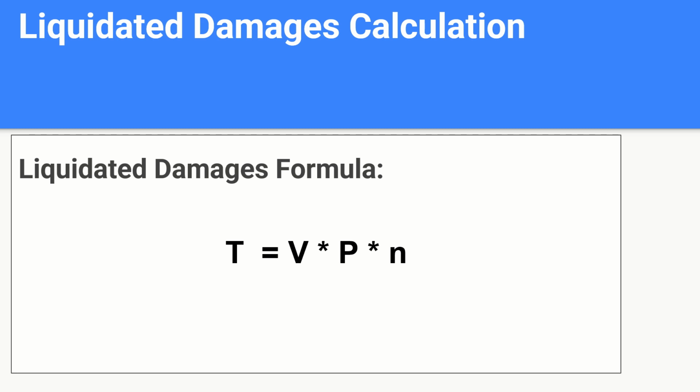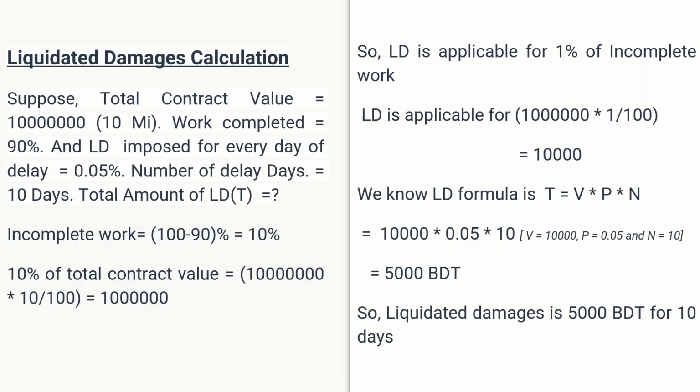P stands for the percent rate at which the liquidity damage shall be imposed per day of delay, and N stands for the number of days delayed for delivery of the undelivered goods or any part thereof after expiry of the delivery and completion schedule or extended delivery and completion schedule as applicable.